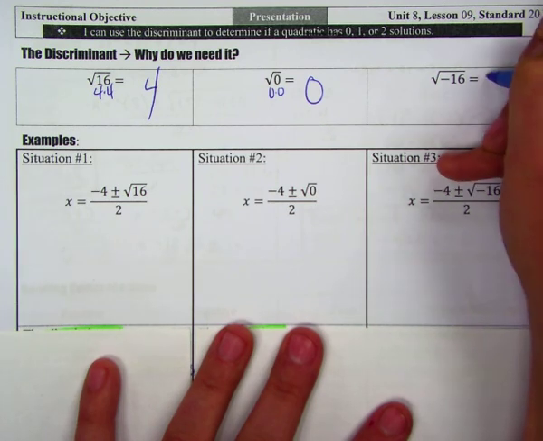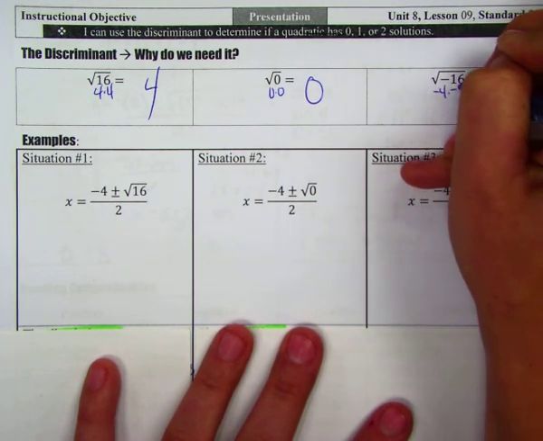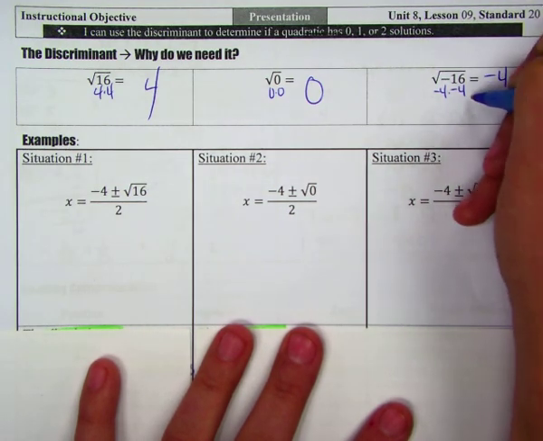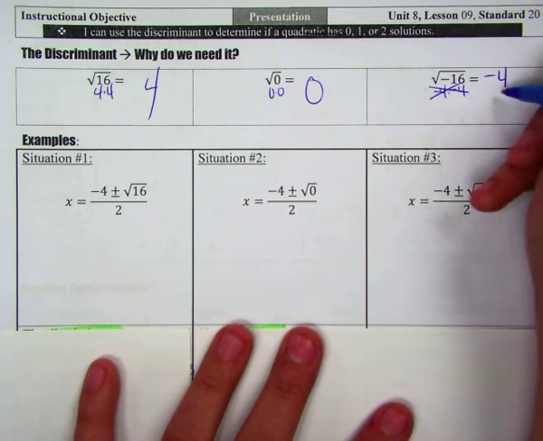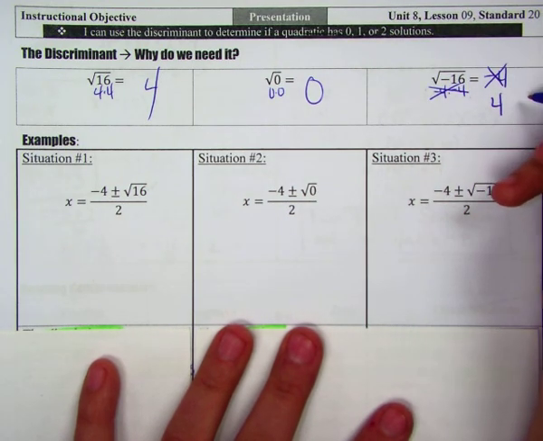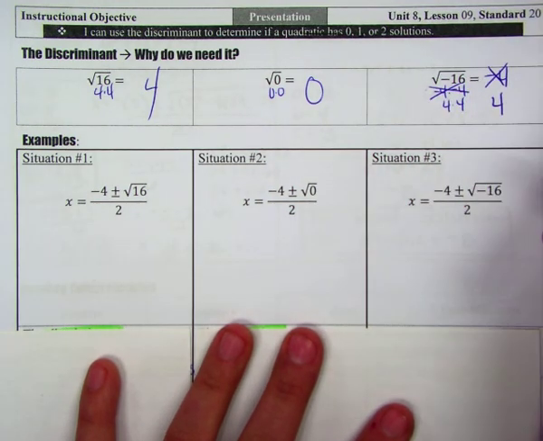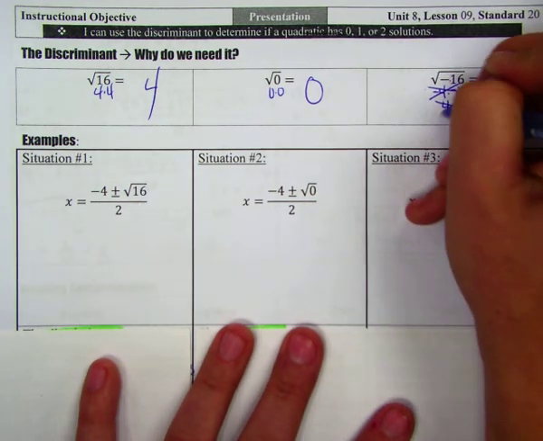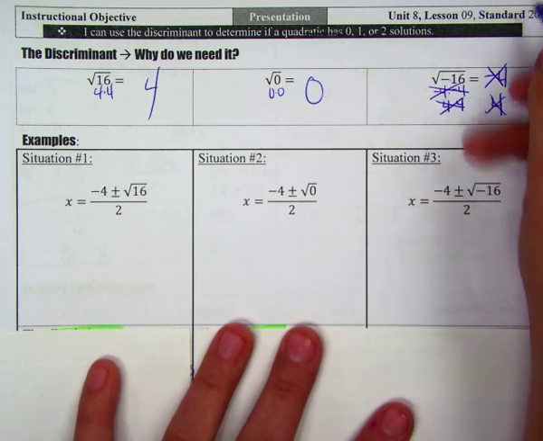Many of you might think it's negative 4. Well, that would mean negative 4 times negative 4 is negative 16, when in fact, negative 4 times negative 4 is a positive 16. So it's not that. Well, maybe it's just 4 then. Well, 4 would mean 4 times 4, which is not a negative 16. So there's no way to take a square root of a negative number.